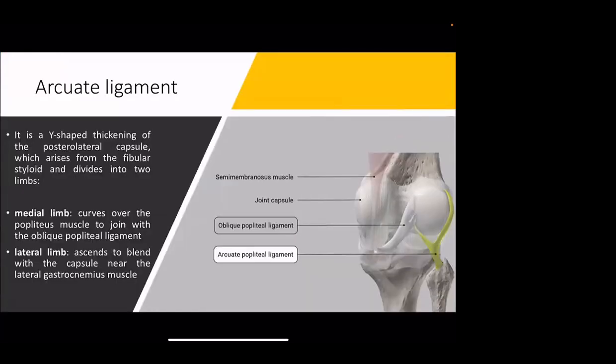Arcuate ligament. It is a Y-shaped thickening of the posterolateral capsule, which arises from the fibular styloid and divides into medial and lateral limbs. The medial limb curves over the popliteus muscle to join with the oblique popliteal ligament, and the lateral limb ascends to blend with the capsule near the lateral gastrocnemius muscle.